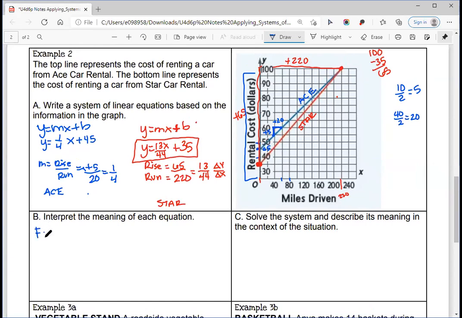So for ACE, the initial cost is $45. That's if I drive nothing or I drive a ton. Right up front, they're going to charge me $45. Plus, for ACE, the initial cost is this, plus they charge.